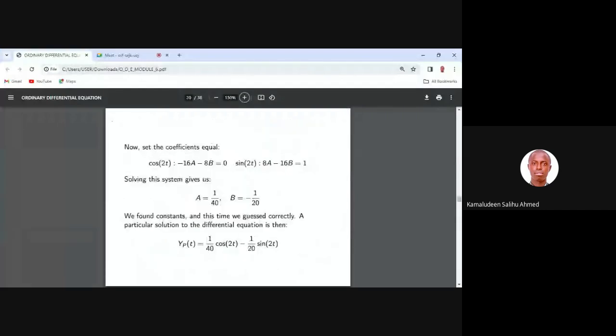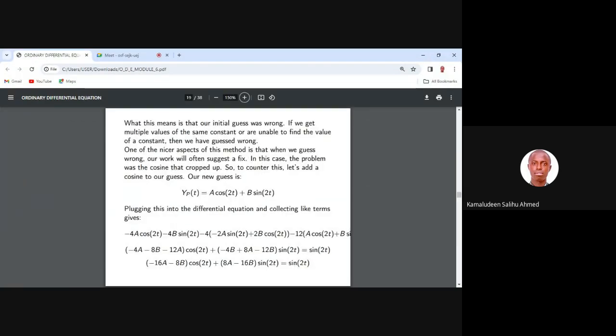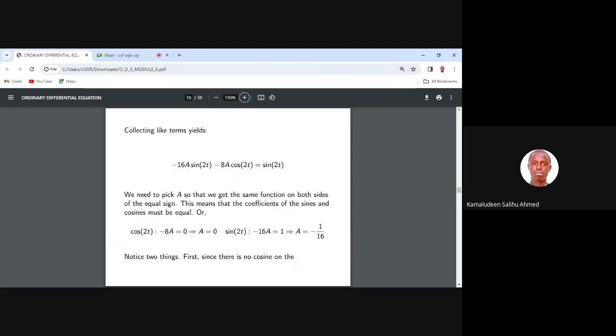Okay, so it's now for us to equate this cos and sine. So cos 2t is such that what's the coefficient of it? You have minus 16a minus 8b equals 0. Don't forget that 0 still comes from the right hand side, the particular solution, which is the sine 2t. So there's no cos there from the initial problem given to us.